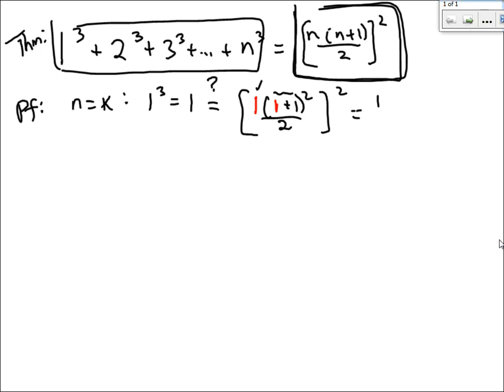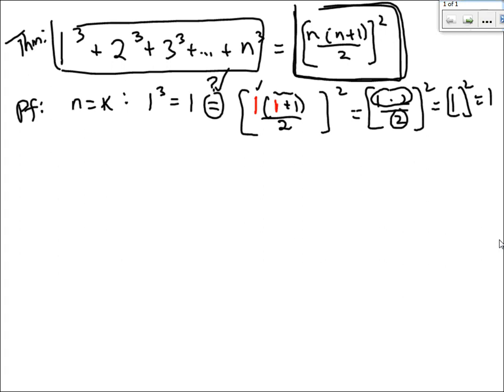One plus 1 is 2. You square it. Oh, excuse me. The 1 plus 1 is not squared. So it's 1 times 1 plus 1, which is 2, all over 2. And then the whole thing gets squared. But this is 2 and this is 2. 2 over 2 is 1. You square it, you still get 1. So yes, that equal sign is valid.